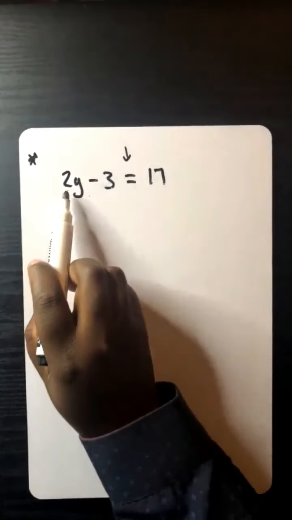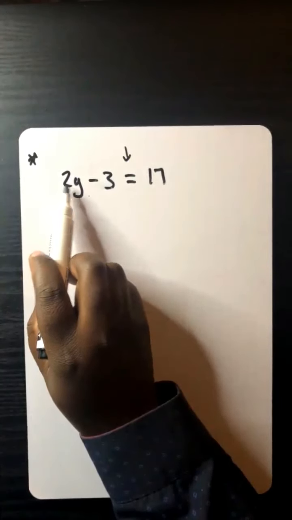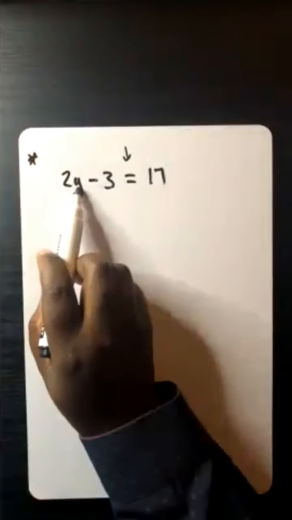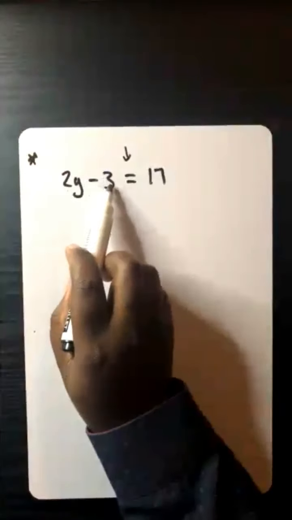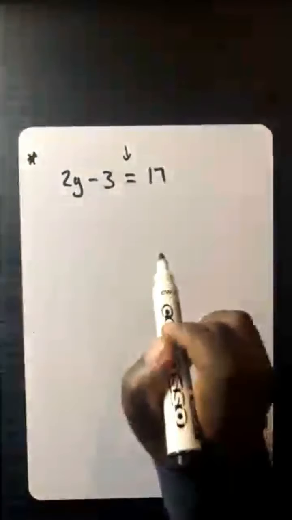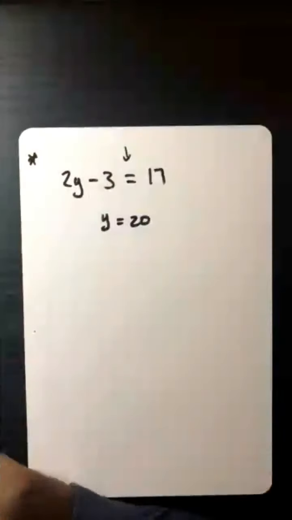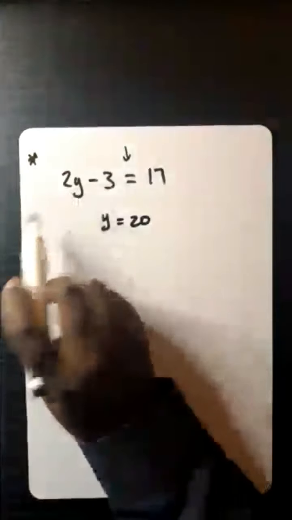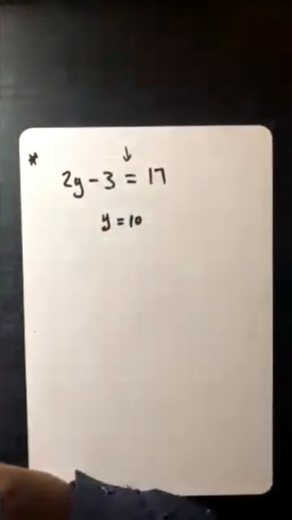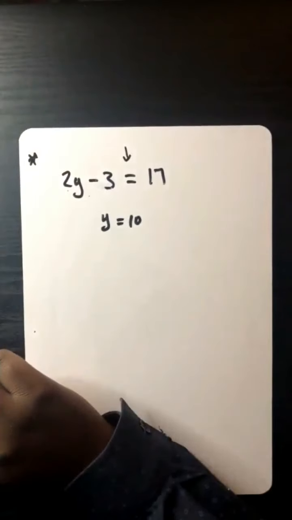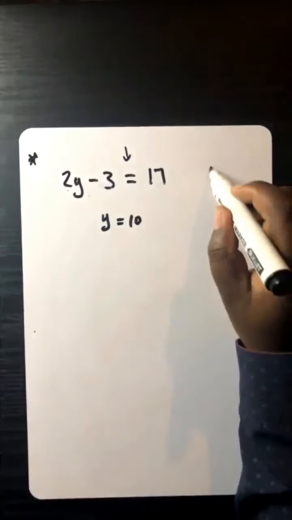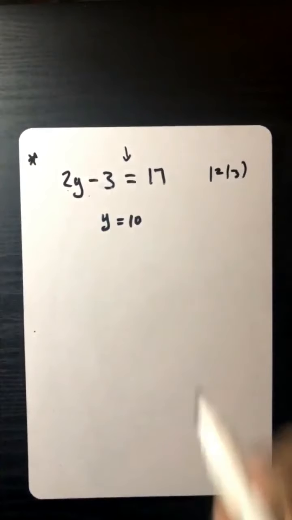Let's check. When you say 2 times 10, it gives you 20. And when you subtract 3 from 20, it equals 17. So you cannot just say y is equal to 10, knowing that when you multiply 2 by 10 and minus 3, it gives you 17. You need to show by means of calculation. That's how you'll be scoring either 2 or 3 marks.